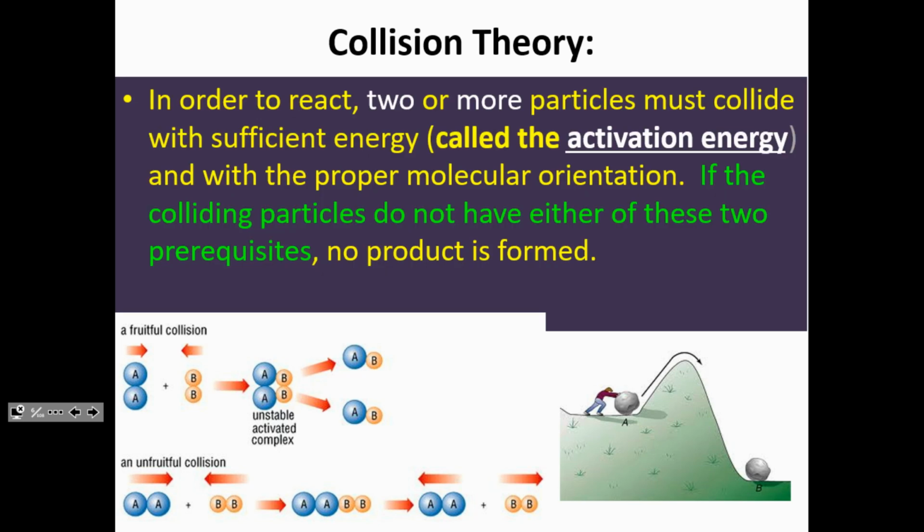In order to understand how speed is governed, we have to look at the collision theory. So in order to react, two or more particles must collide with sufficient energy, which we call the activation energy. And if we have the proper molecular orientation, we can also get the reaction started. If the colliding particles do not have either of these two, then no product is formed.